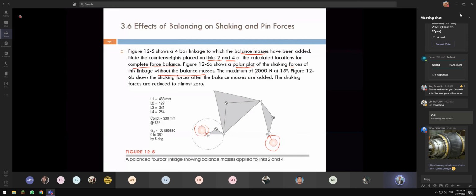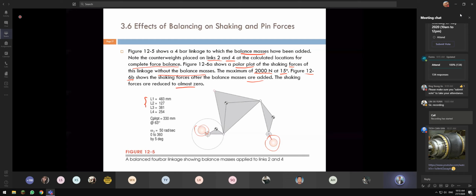Figure 12-6a shows a polar plot of the shaking force of the linkage without the balance mass. So the maximum force that we can measure is 2000 Newton at the angle of 15 degrees. But then we have figure 12-6b. It shows the shaking force after the balance mass is added. So the shaking force is then reduced to almost zero.